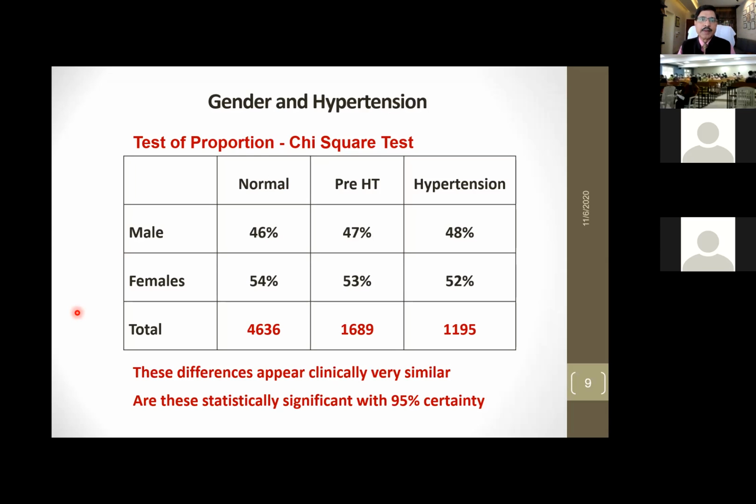Here, again, another example I am giving, males and females, normal, pre-hypertension, hypertension. Among males, 46, 47, 48 are the different proportions among the total population. Total 4,000 and odd are studied being normal, 1,600 plus are in the pre-hypertension, around 1,200 are in the hypertension. So male-female distribution in the normal were 46-54, in the pre-hypertension 47-53, in the hypertension 48-52. By eyeballing the data, you see 46, 47, 48 doesn't look very different. Likewise, 54, 53, 52, they look almost similar. The differences appear clinically almost the same, that they don't seem to be different.